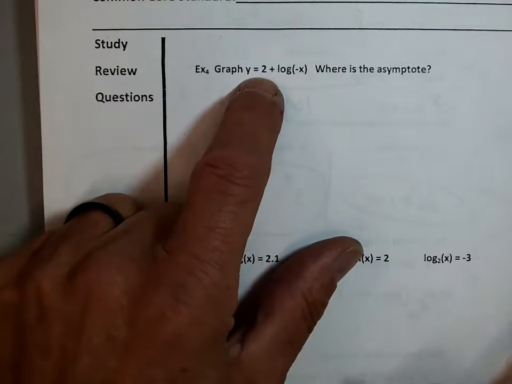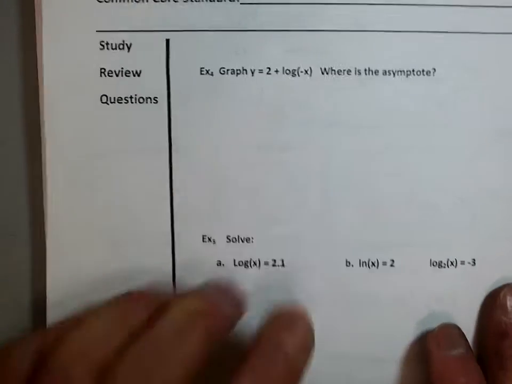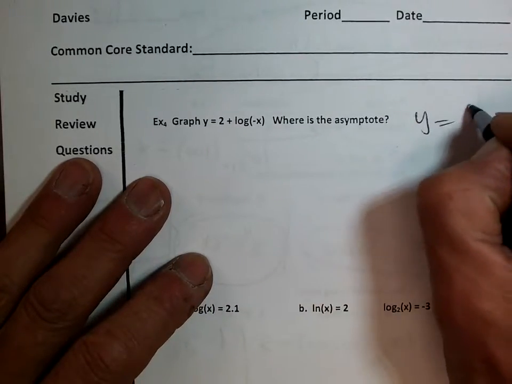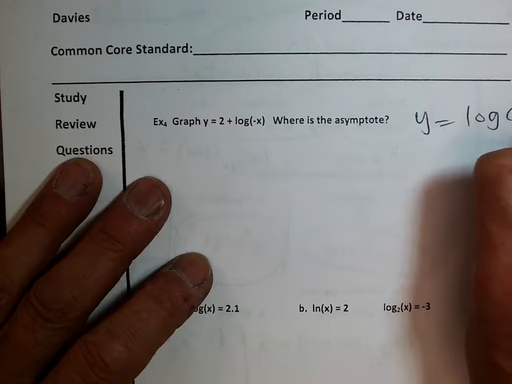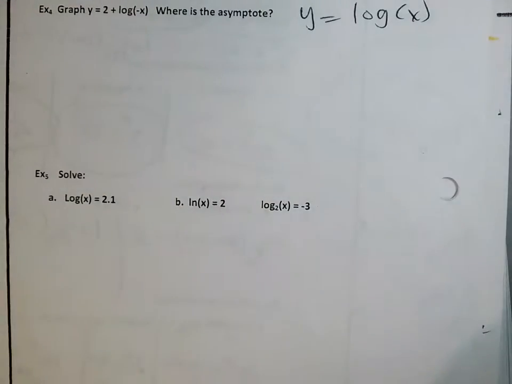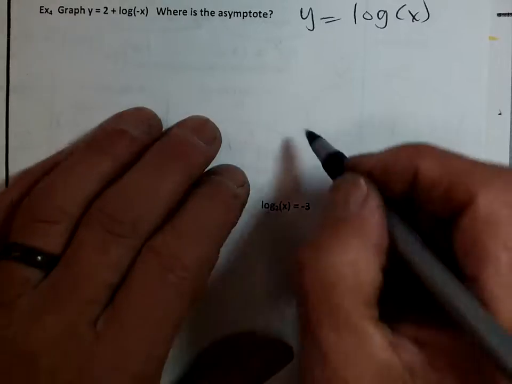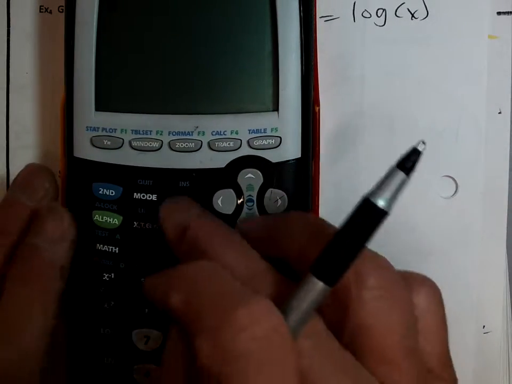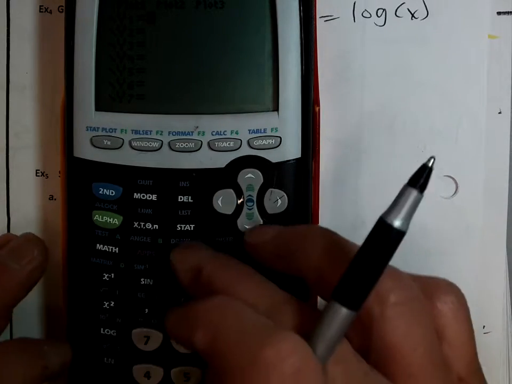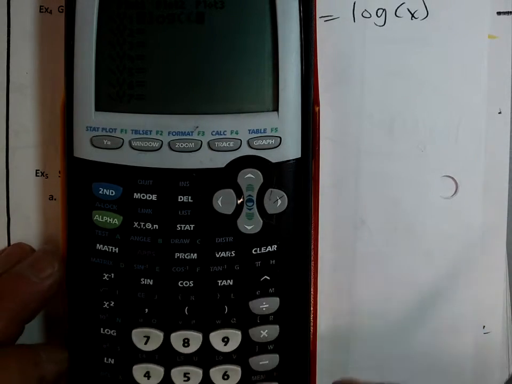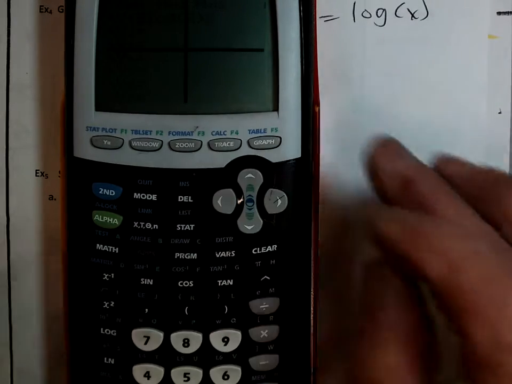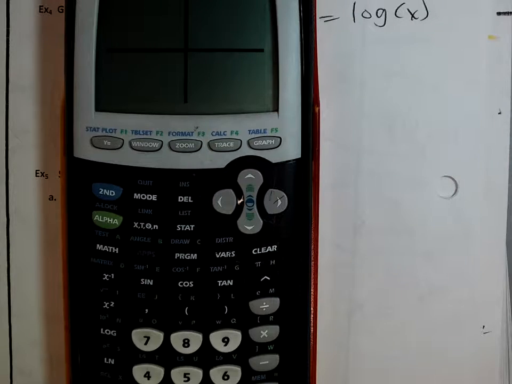Okay, so let's graph this. We're going to graph y equals 2 plus log. So before we do anything, what I want to do is graph the parent function. Let's first of all graph y equals log of x. Let's see what that's going to look like, okay? One of the things I can do is get a t-table and go to y equals log of x.